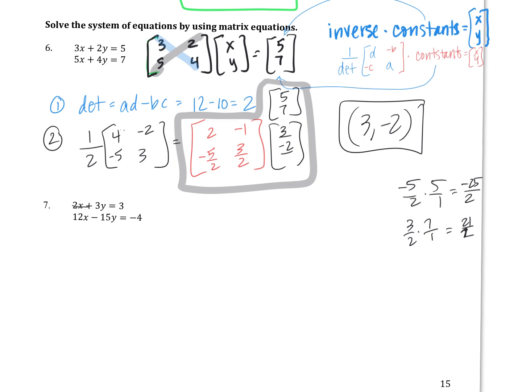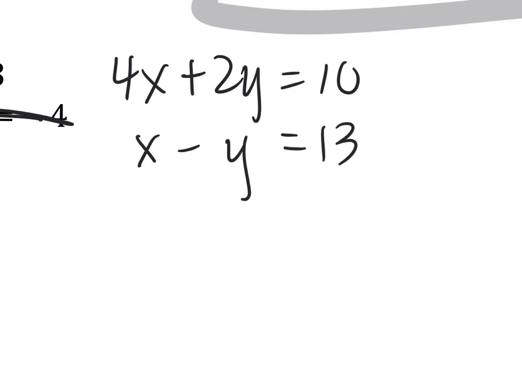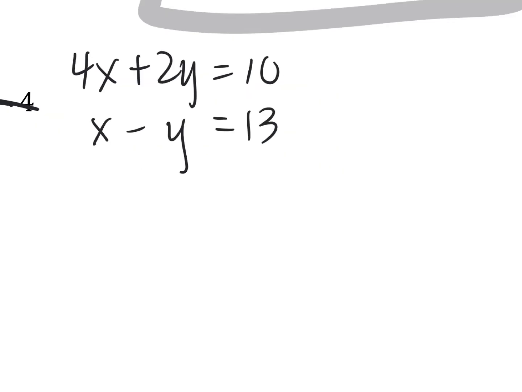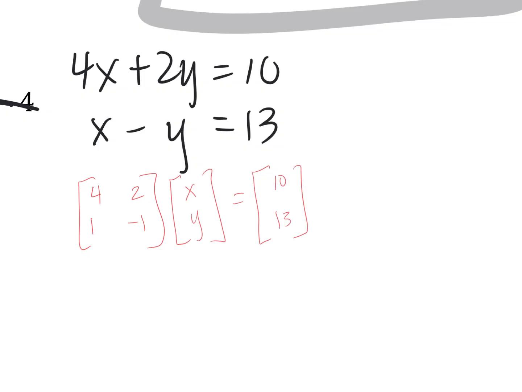Let's change this guy to 4x plus 2y is 10. X minus y is 13. Let's change that last problem to the following. So we're going to try to just write this as a matrix first. Here's what we do. We write our coefficients. Our coefficients were a 4, a 2, a 1, and a -1. You guys down with that? 4, 2, 1, -1 times xy equals my constants, which are 10 and 13.